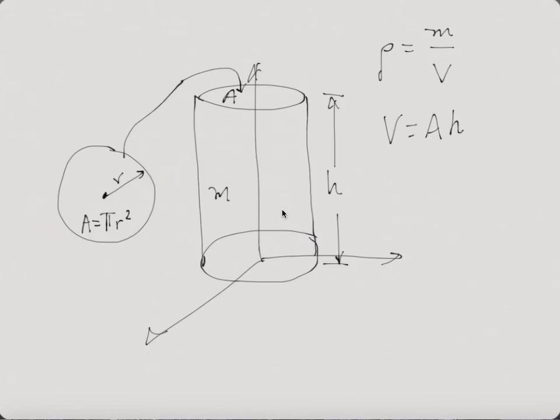So that means we can put all of that back into this formula here, and we'll end up with pi r squared times h. That would end up being our volume, and so the density of a cylinder would be the mass of whatever that cylinder is made of, divided by the volume of that cylinder.